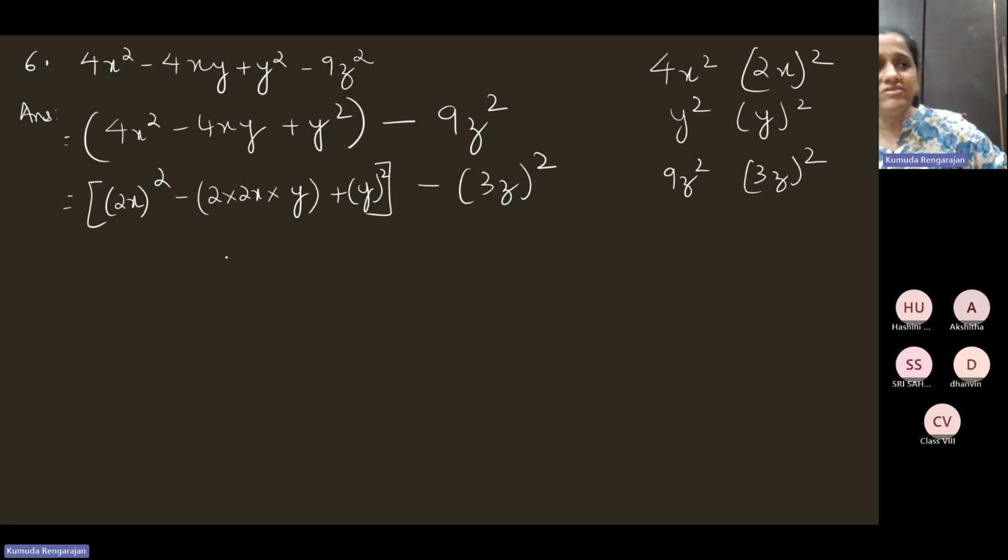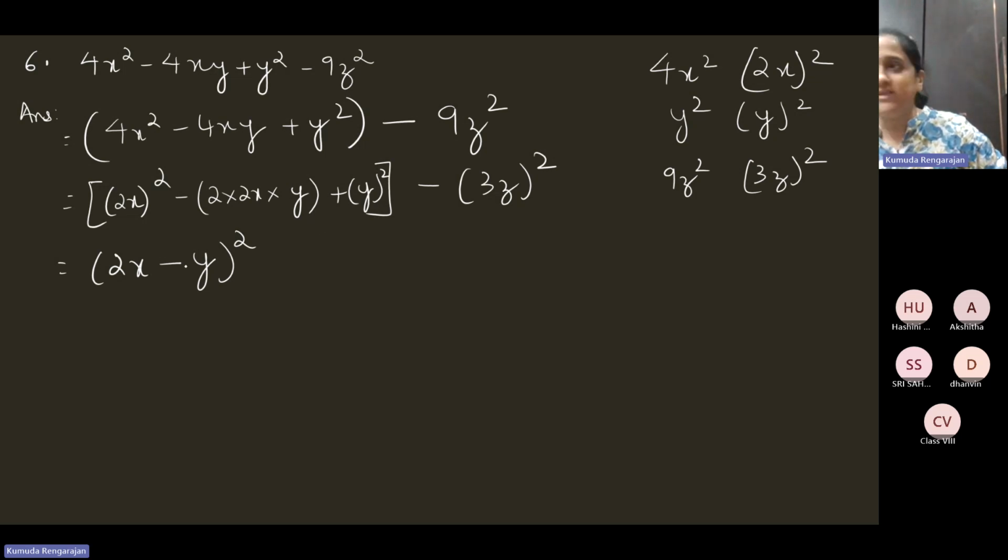They are of the form a squared minus 2ab plus b squared. So this can be written as a minus b the whole square. A is 2x, yes, to us it's one separate term. A is 2x and b is y.